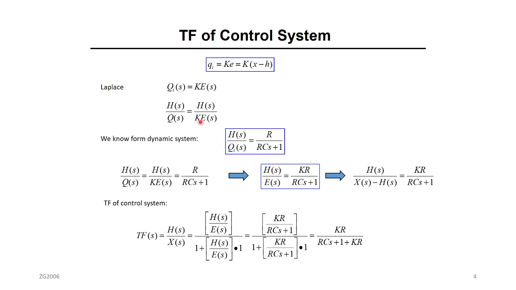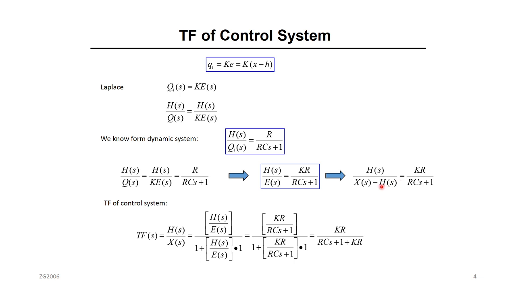I will take K to the other side, just like I did here. It's already shown here: H over Qi is equal to R over RCS plus 1. So I'm going to take K to the other side, and the error is X minus H. Now we eliminated Qi, that's good. Now what are the only functions that you see in this equation? I see only H and X, excellent. K is a constant, the controller. RC is also a constant. S is a complex variable.